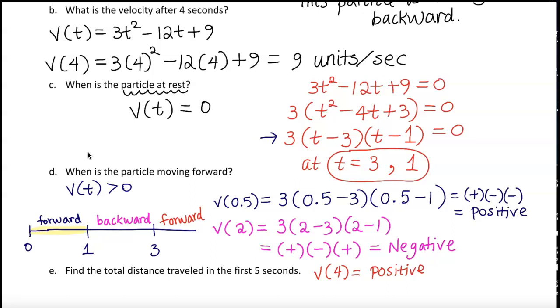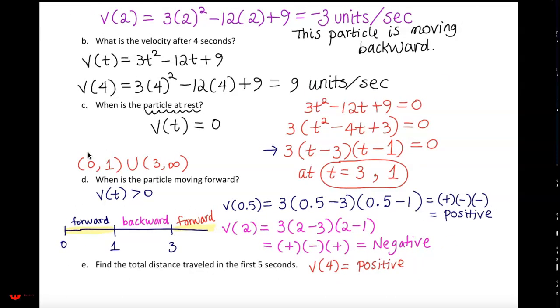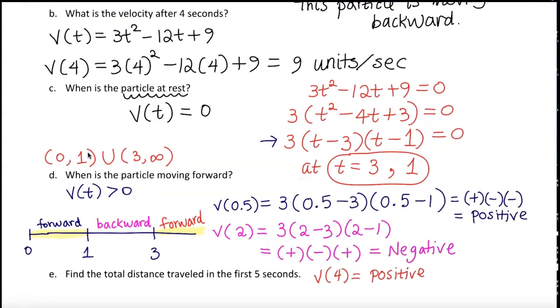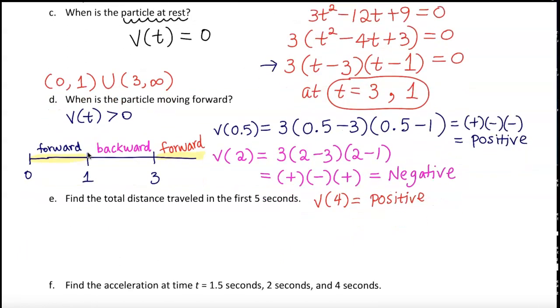So when is this particle moving forward? We have 2 intervals where it is moving forward. I will go ahead and write the answer using interval notation. From 0 to 1, this guy is moving forward. And from 3 to positive infinity, given an infinite amount of time, this guy just keeps on moving forward. From 1 to 3, this is moving backward. This was a great problem where I used the polynomial inequality. Okay, so that was a good problem.